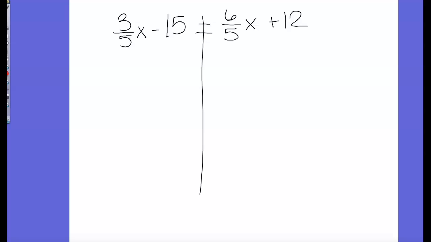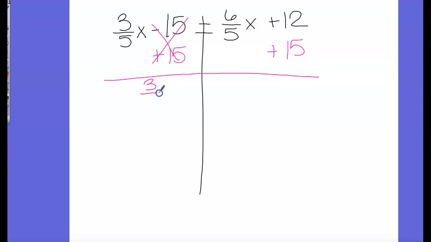Okay? Alright, so what do you guys want to do first? Get rid of the ones. Okay, so what do you want to do with your ones? Add 15. You want to add 15 to the negative 15? Is everybody okay with that? Okay. So my negative 15 plus 15 would give me my 0 pair, right? So on this side, I would be left with, good. On this side, I would have 12 plus 15, which is 27. And then I also have my 6/5 x.